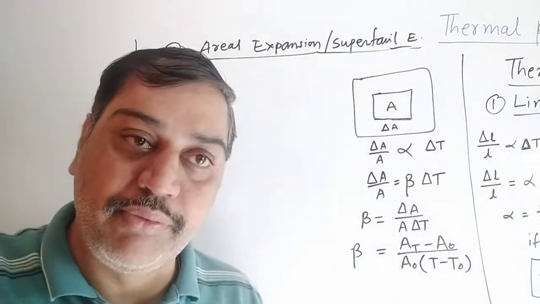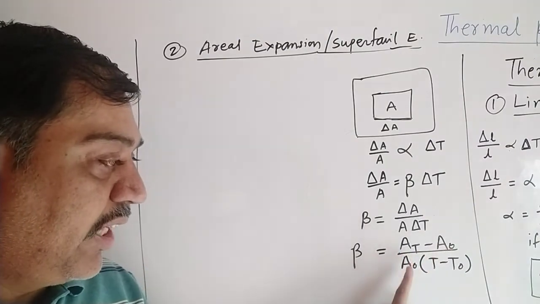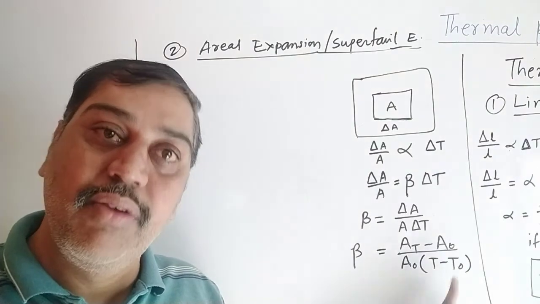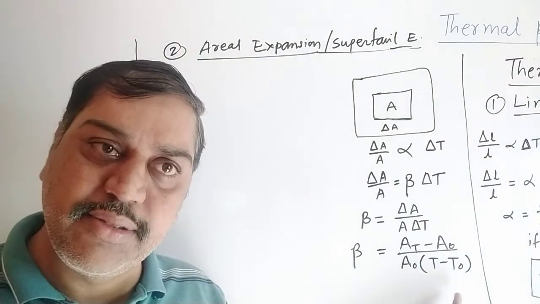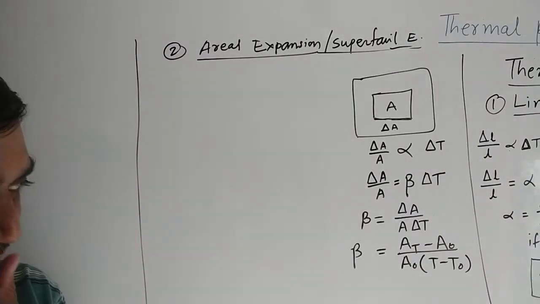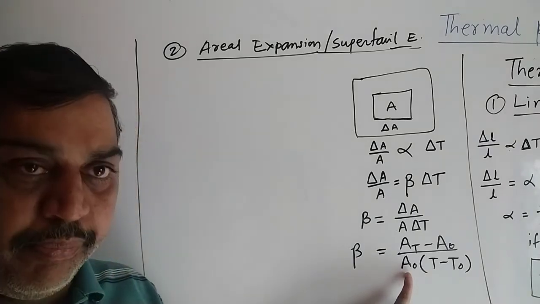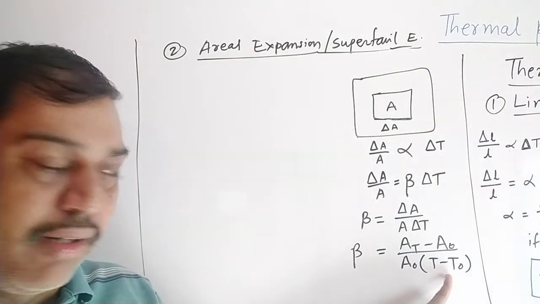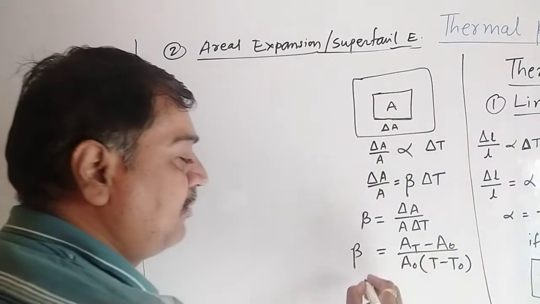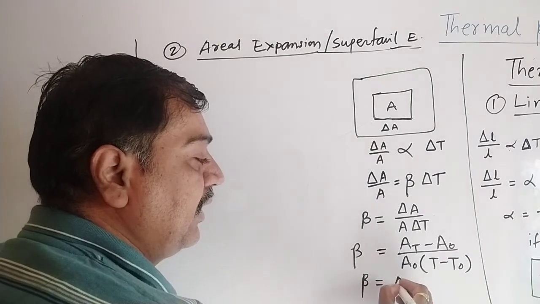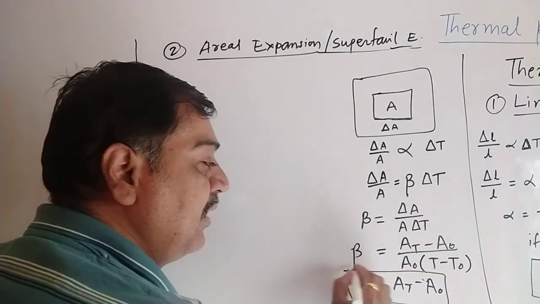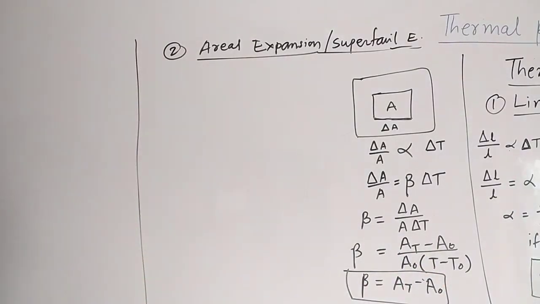So we can write this equation for beta. Again, change in area divided by area, their units get cancelled out. Unit of beta is again per degree Celsius, 1 divided by degree Celsius, that is per degree Celsius or per degree Kelvin. Now here, again we can write the same thing. Suppose A_0 is 1 meter square and T minus T_0 is 1 degree Celsius, then beta equals the change in area, A_T minus A_0, numerically, if A_0 is 1 and T minus T_0 is 1.